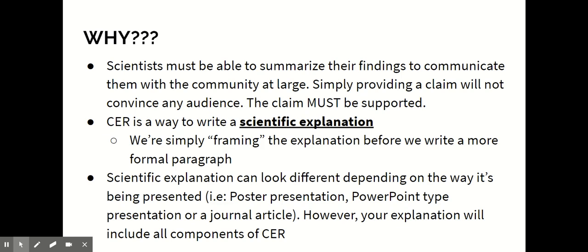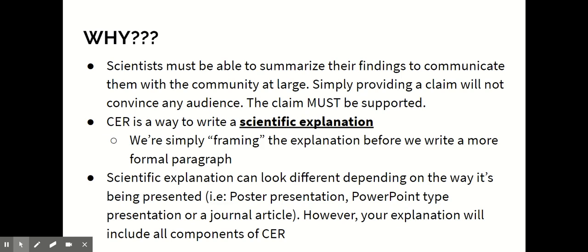So scientists need to be able to summarize their findings to communicate them with the community at large. There are lots of scientific studies that have been communicated through the newspaper, on TV, in the news. There are scientific studies that we're talking about every single day right now. So it's really important to be able to summarize what the findings are in a quick, concise manner that's right to the point. So a CER is a way to write that scientific explanation.